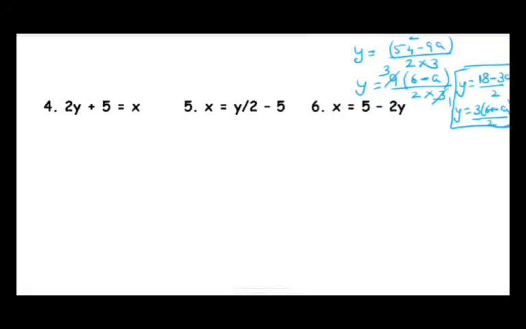2y plus 5 is equal to x. Let's start shifting. 2y is equal to x minus 5. Y is equal to x minus 5 upon 2. Since there is a hidden multiplication sign over here, when it moves to the other side, it goes in the denominator, symbolizing division.